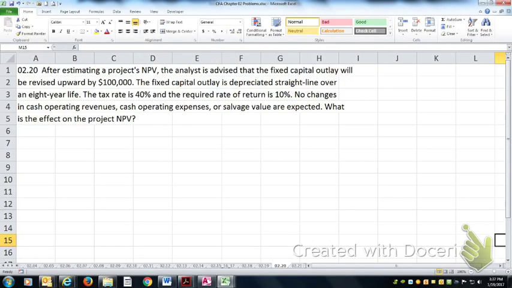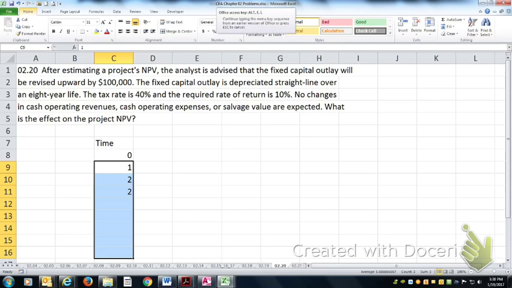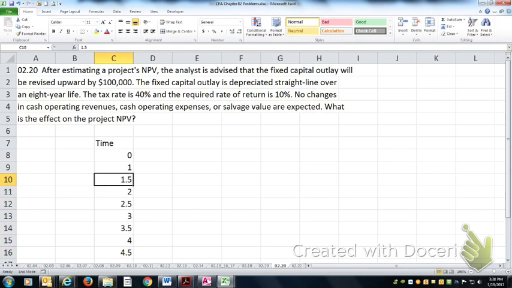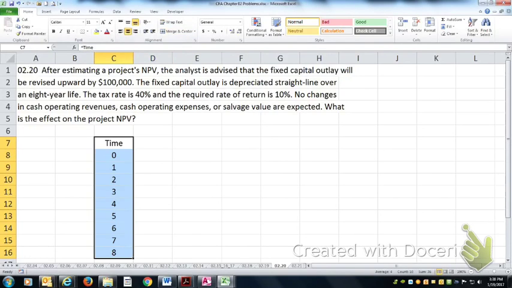So whatever the initial outlay was, and let's say it was $1 million, now it's going to be $1.1 million. We don't know what that number was, but we can tell what happens incrementally here by just mapping out what would happen. At time 0, and 1, 2, all right, so this is depreciated over an 8-year period. So we know the project's going to last 8 years.